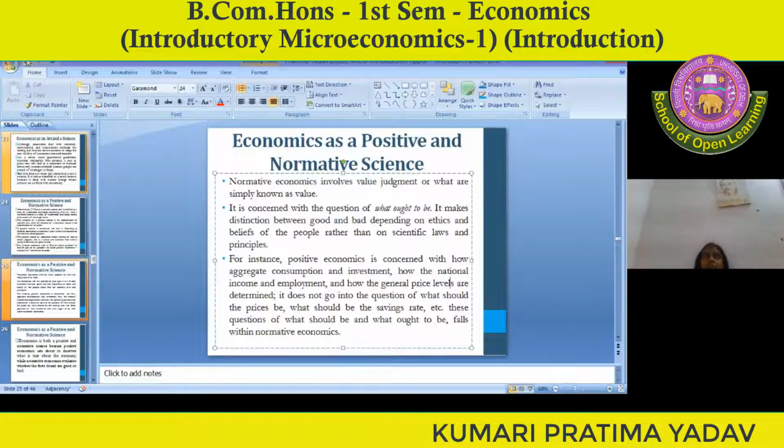In the sense, once you talk about positive science, you talk about just the facts, whatever they are. You don't question with morality and ethics what it should be. Once you talk about it should be, it would be, it ought to be, then it's basically a normative science.